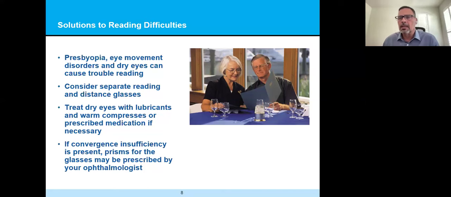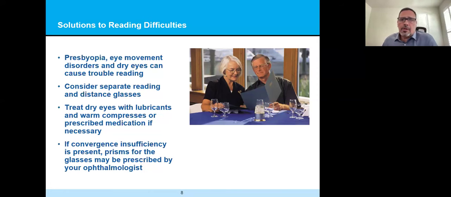And if you have a lens that is dedicated just for reading, it's a lot easier to read with than when you have a little segment at the bottom of the lens or a progressive that you have to get to in order to see well. So sometimes something as simple as dedicated reading glasses will help a lot.